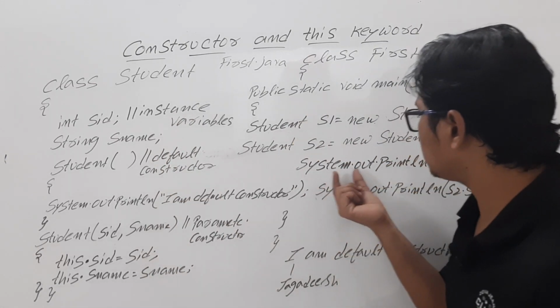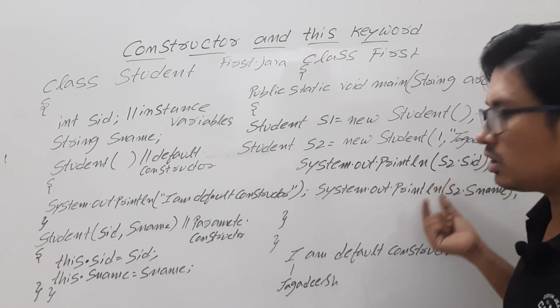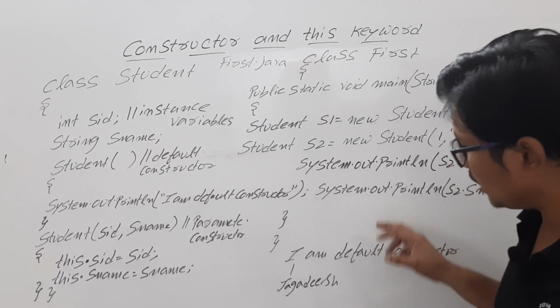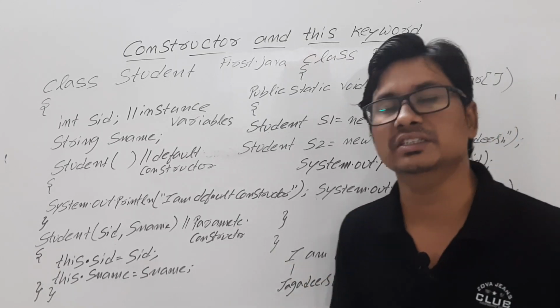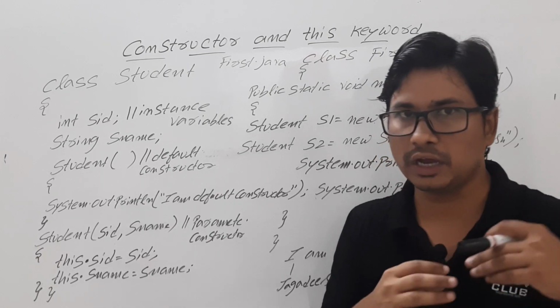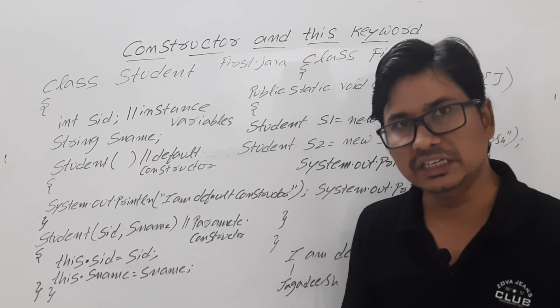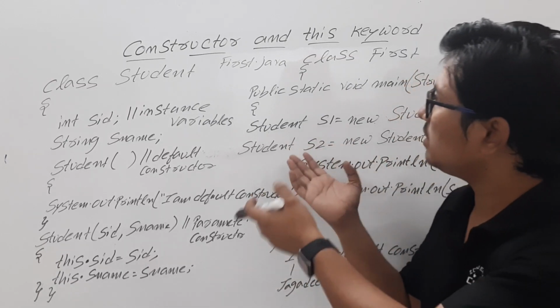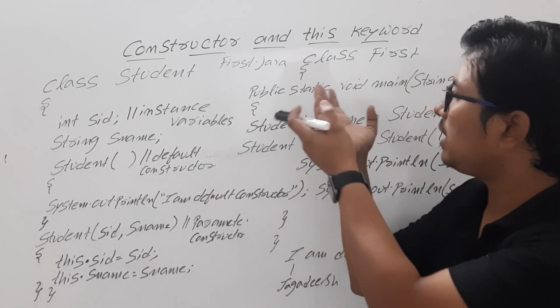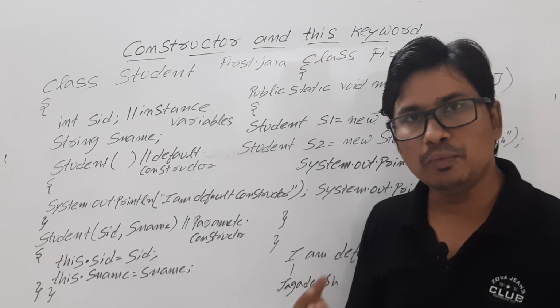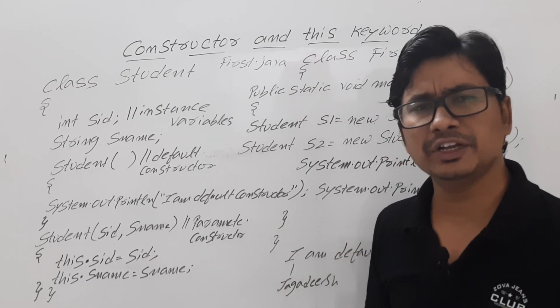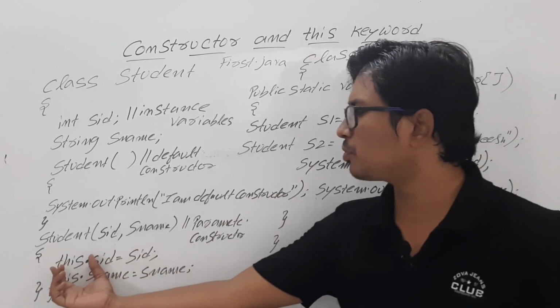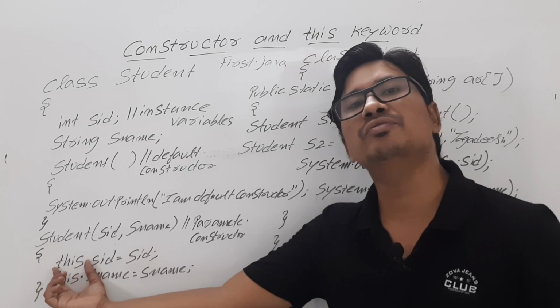So if you write System.out.println with s2.sid and s2.sname, then you will get the output as 1 and Jagadish. I hope you have understood about the constructor, what is the need for a constructor, what are the rules for a constructor, and then I have discussed this example, and you would have understood the instance variable hiding problem and how this problem can be avoided with the help of the this keyword.